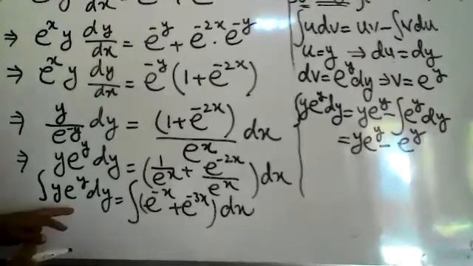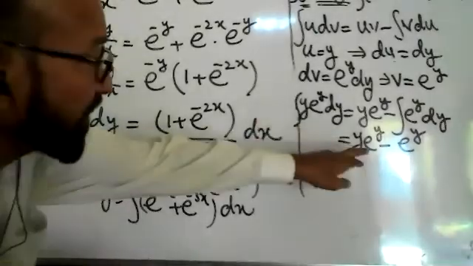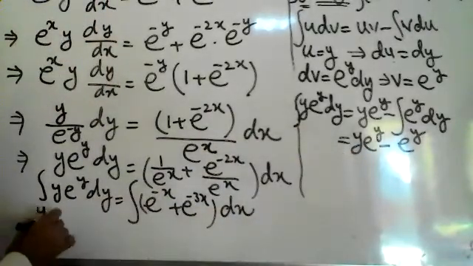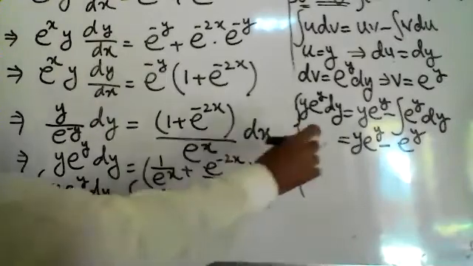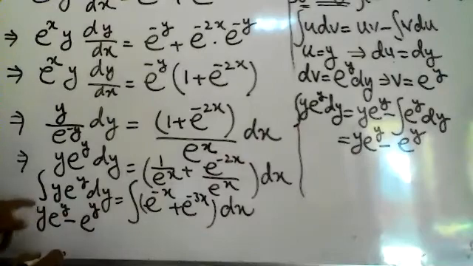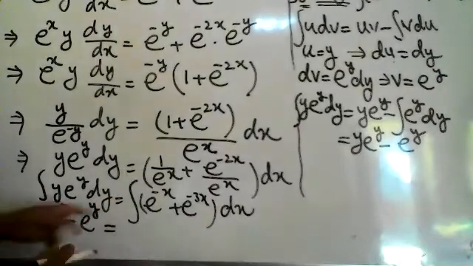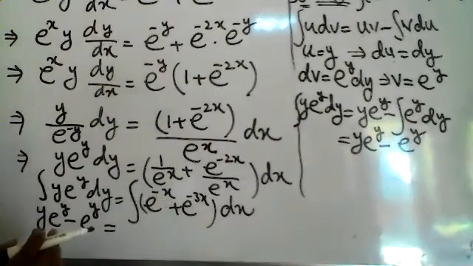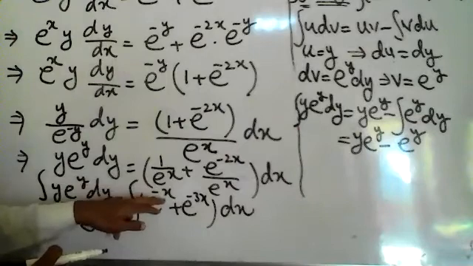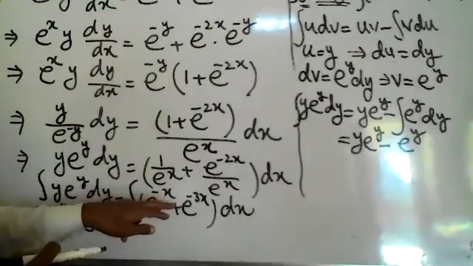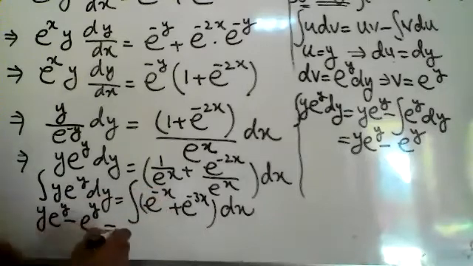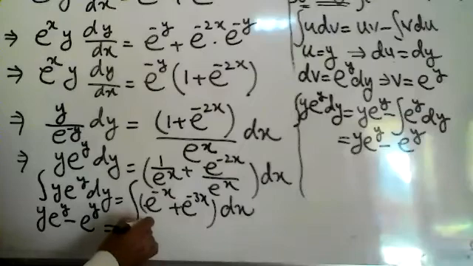Now the integral of y e raised to power y dy is equal to y e raised to power y minus e raised to power y. The integration of e raised to power minus x will be e raised to power minus x divided by the derivative of minus x. The derivative of minus x will be minus 1. So e raised to power minus x divided by minus 1 will become minus e raised to power minus x.